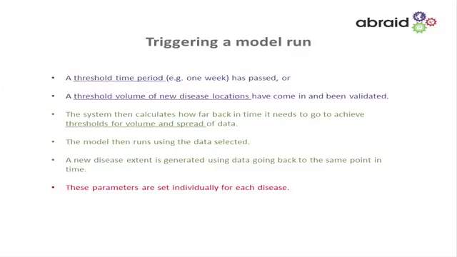It's important to note that for all of these parameters, we're able to set these individually for each disease. We're also able to change them if the disease is changing in time. And for the threshold of new disease locations that we use to trigger a model run, we also have the ability to set a distance that they are outside the extent, or a value of probability of occurrence they need to achieve, before we want to trigger an early model run. So this has all happened, everything has been met, and the model runs.